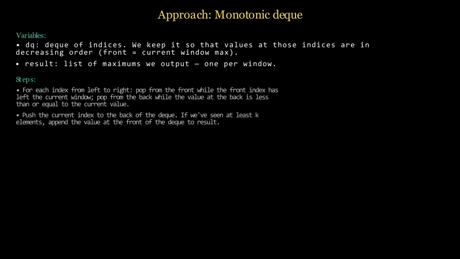Steps, for each index left to right, pop from the front while the front has left the window, pop from the back while the value at the back is less than or equal to the current value. Push the current index to the back. Once we've seen at least k elements, append the value at the front of the deque to result.